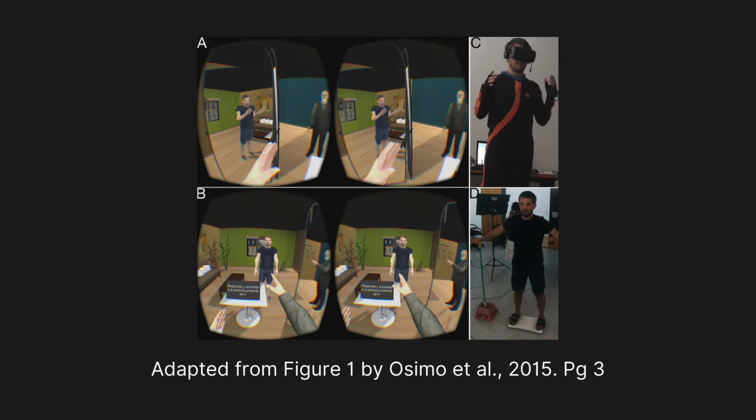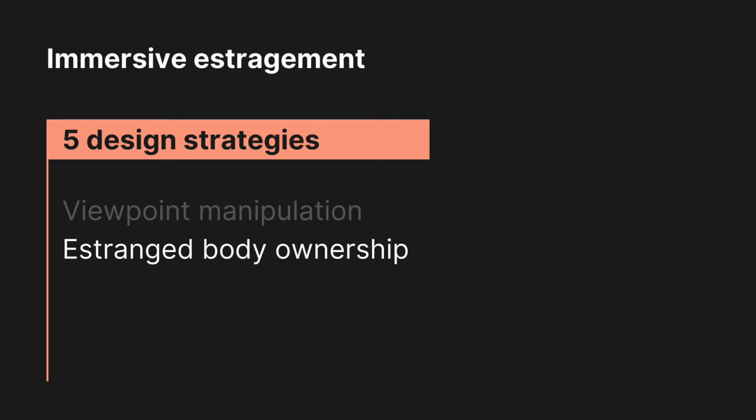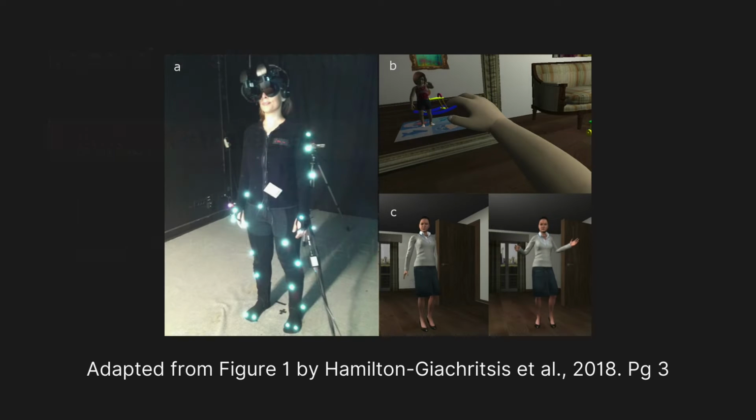For example, in one study, users conversed with themselves by switching embodiments between their avatar and an avatar of Sigmund Freud as a counselor character, reflecting through an objective lens and self-talk. Another design strategy is estranged body ownership, where the user embodies a bizarre avatar. For example, in one study, users embodied an infant to experience different parenting styles, inciting reflection on motherhood.